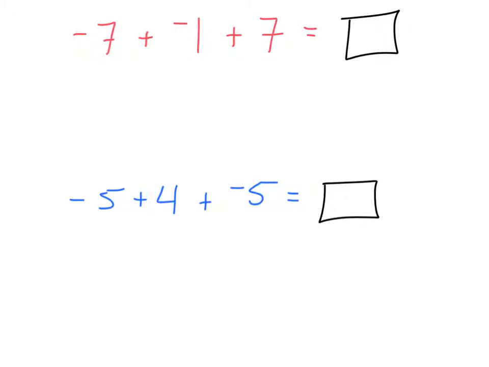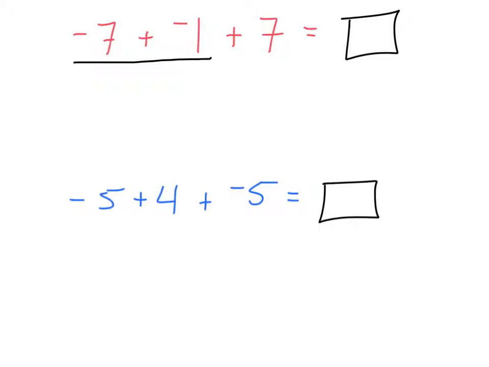Now you may come across an expression or an equation where there are multiple numbers. So what I want you to do is to work by the order of operations. Just work it from left to right. So let's look at this part first. We have negative 7 plus negative 1.